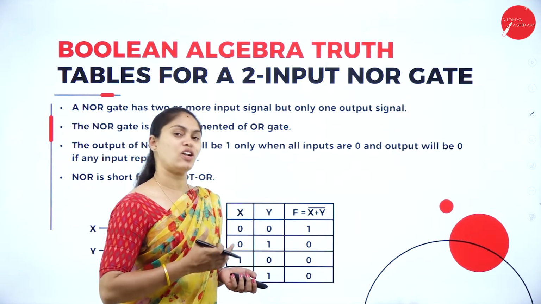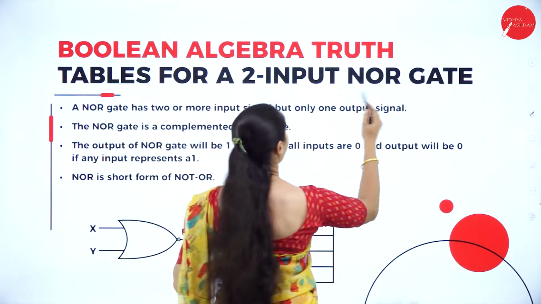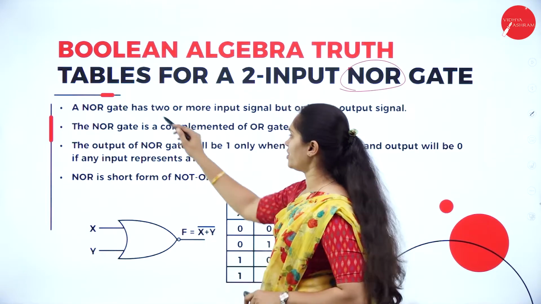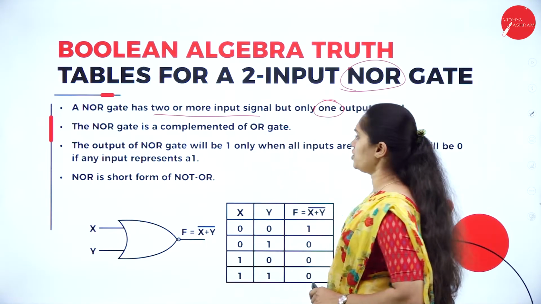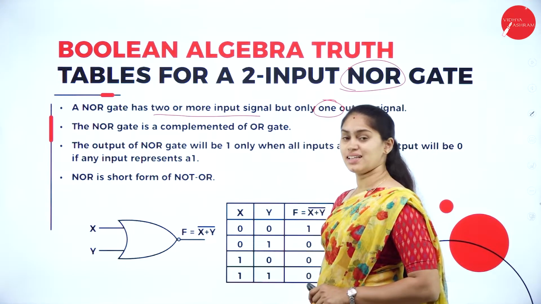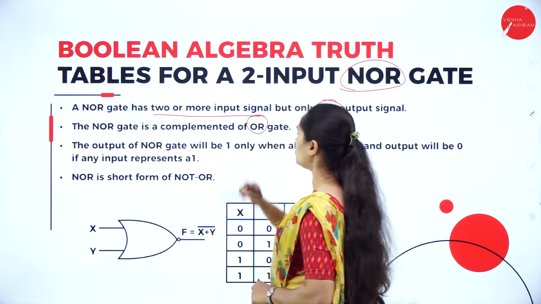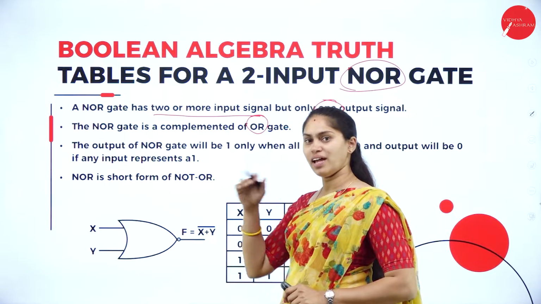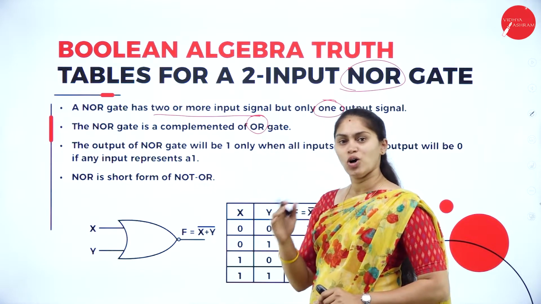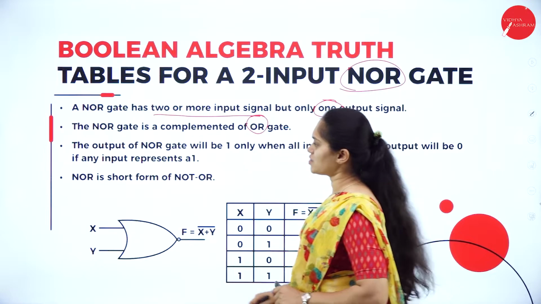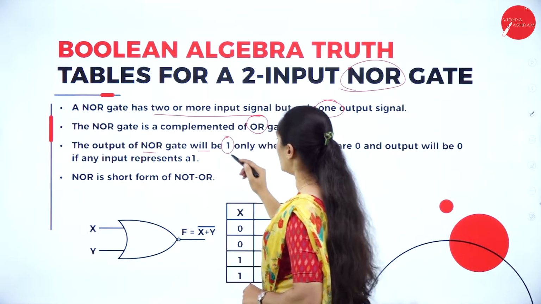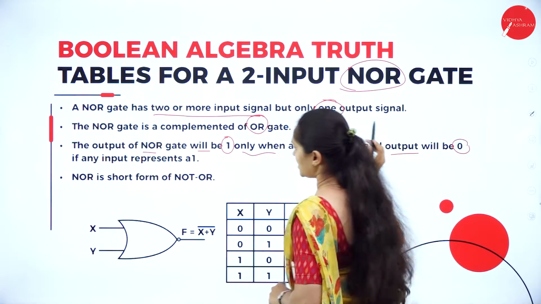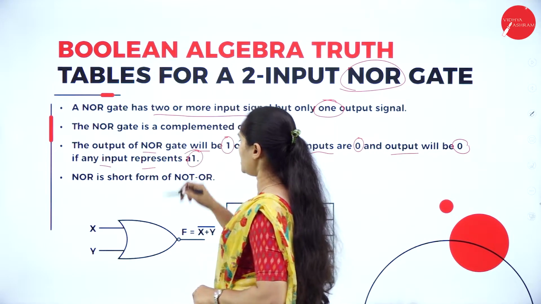Next we'll see about the NOR gate. If I say NOR, then you will be able to understand this is a complement of OR gate. This also will take 2 or more input signals but produces only one output signal. This NOR gate is a complement of OR gate. So X plus Y we have in OR gate. X plus Y complement or X plus Y whole bar is the NOR gate. So the output of NOR gate will be 1 only when all the inputs are 0, and the output will be 0 if any one of the inputs is 1.